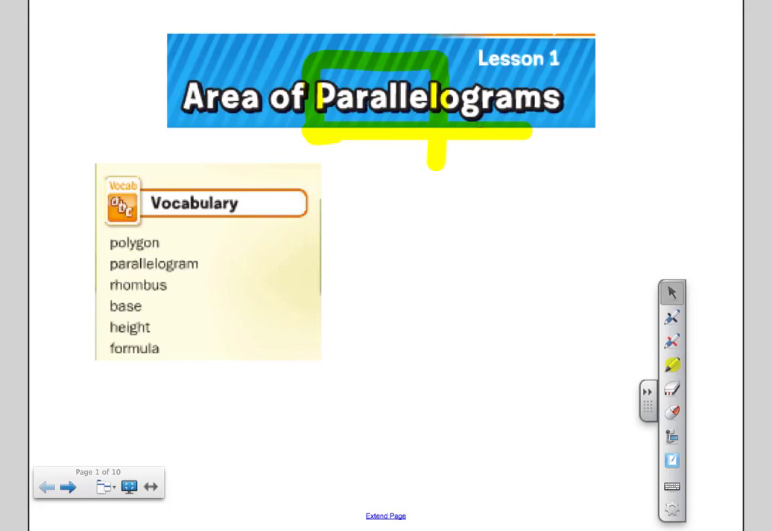All right, we have 1, 2, 3, 4, 5, 6 vocabulary words. Go ahead and write them down right now: polygon, parallelogram, rhombus, base, height, and formula. We will get those definitions in just a minute. Go ahead and pause the video so you get them all written down, please, and then start it back up when you've gotten your list. Leave a little space in between each one so we can write about them.